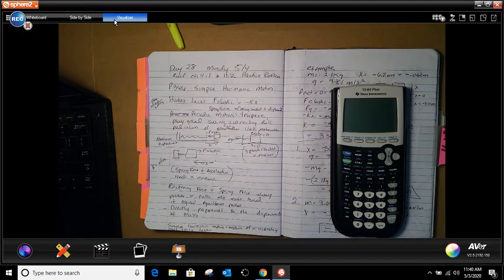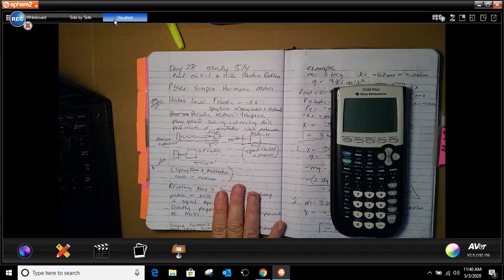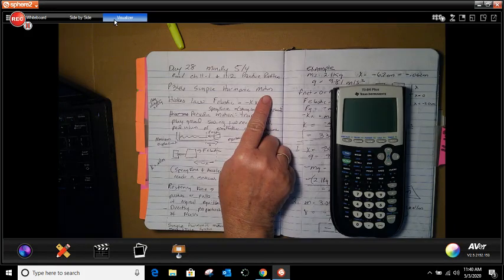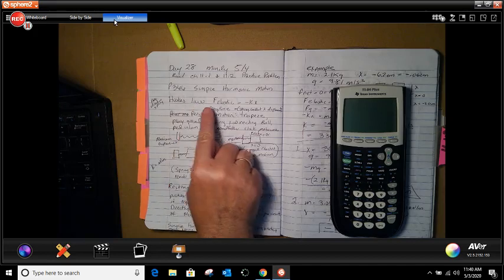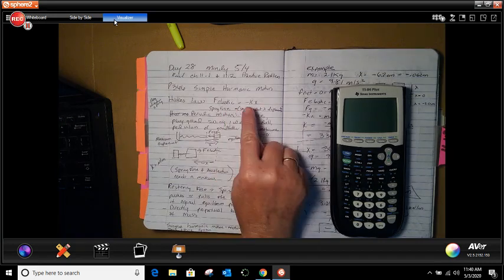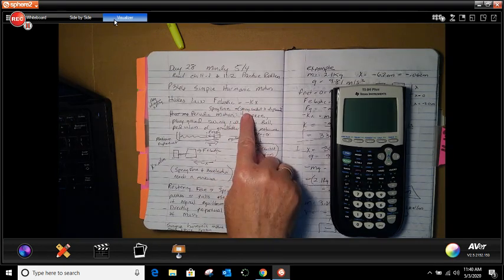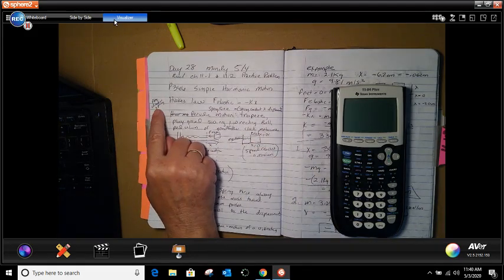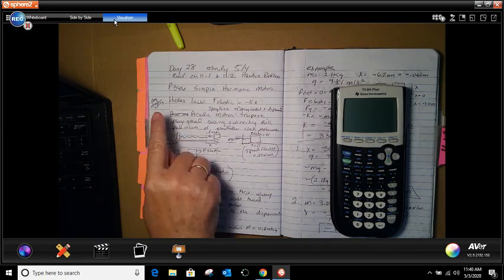So I'm going to see how far I get with section 11.1, and then we'll go from there. The first thing we're talking about here is simple harmonic motion. When we're talking about harmonic motion, it has to do with a spring and a weight. Hooke's law is the spring force, which is F elastic equals negative k times x, which is the spring constant times the displacement.